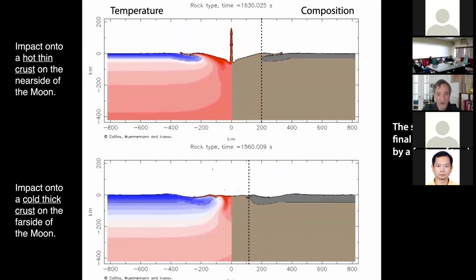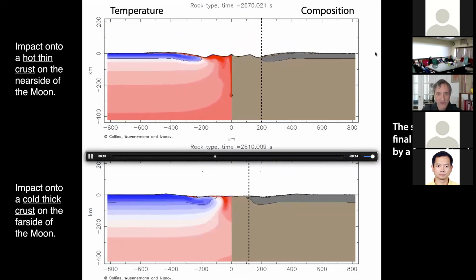So what these simulations show is that only as a result of the temperature, the basin forming process is different. And in particular, for the case where the crust is hotter, the final size of the impact basin is going to be larger by roughly a factor of 2.